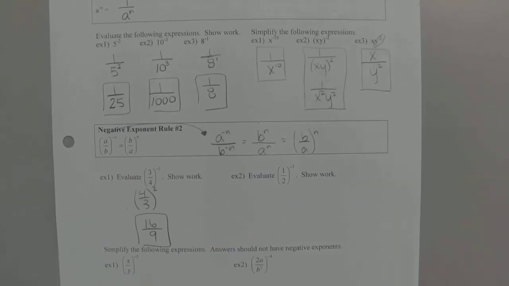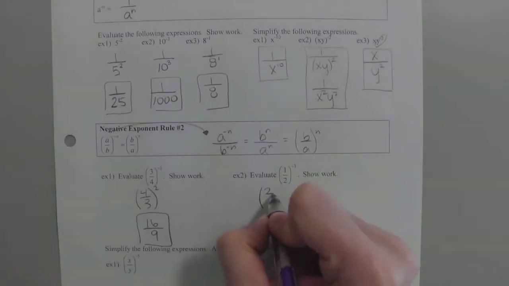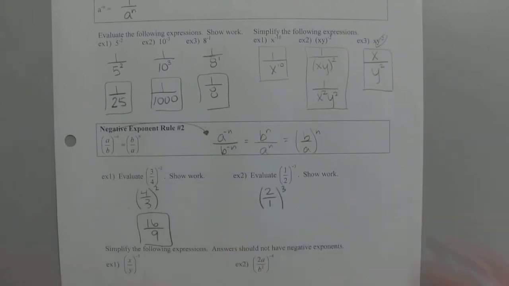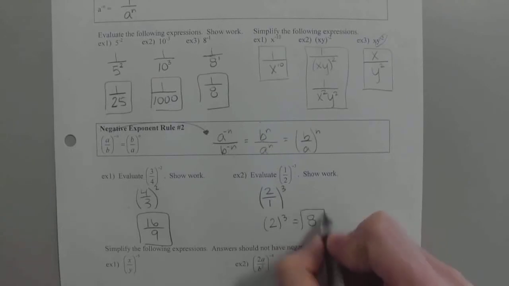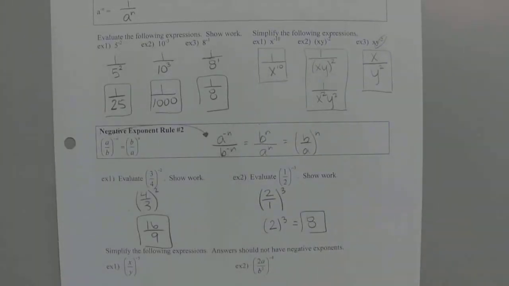And this one, like I said, you can put it in your calculator and it'll give you that answer. All right, over here it's the same thing. We have 1/2 to the negative 3rd power. So they're both in the wrong spot, so we're going to just flip it, and it's going to become 2/1 to the 3rd power. But what is 2/1? 2. So this is just really 2 to the 3rd power, which is what number? 8.